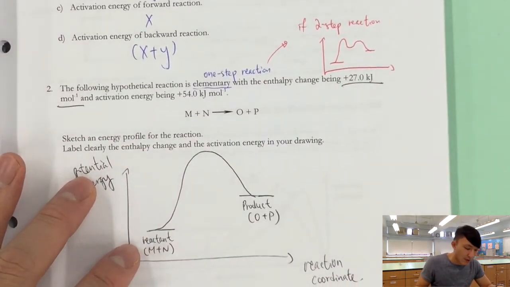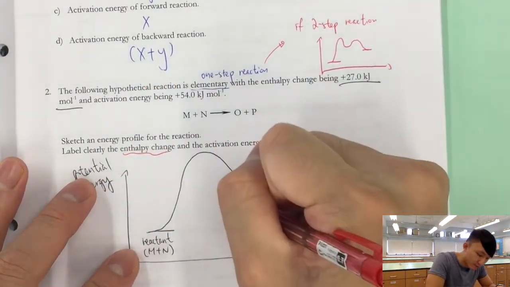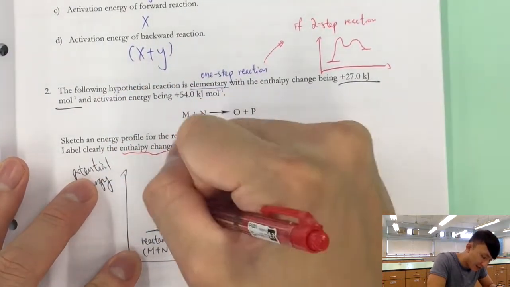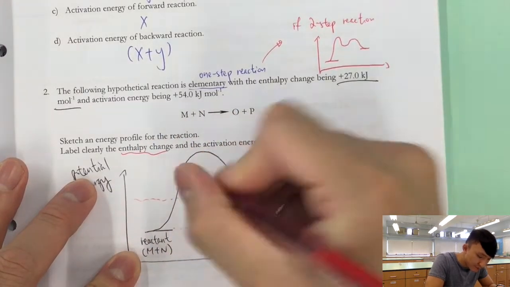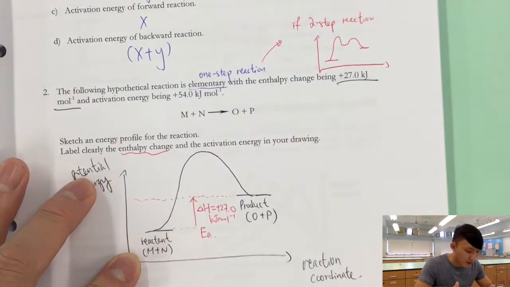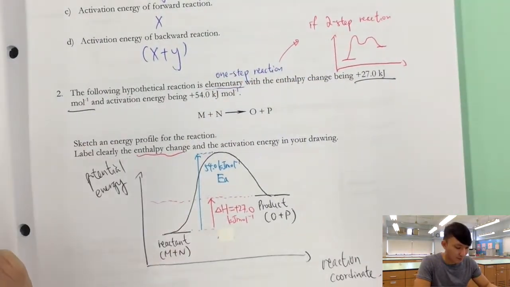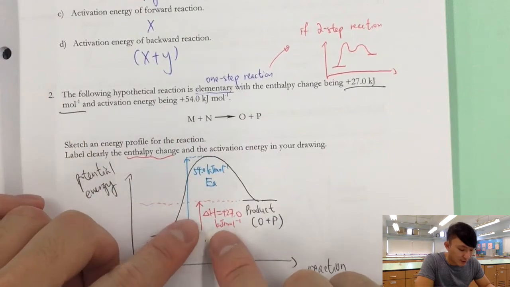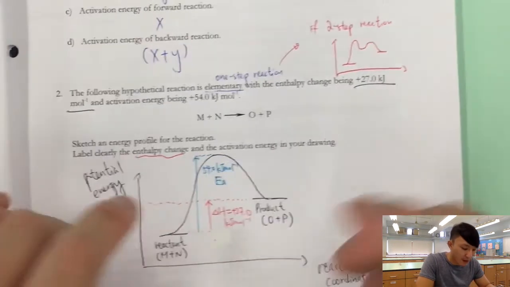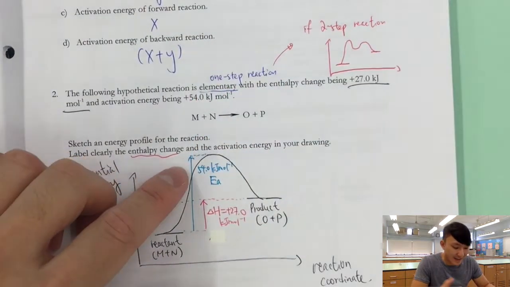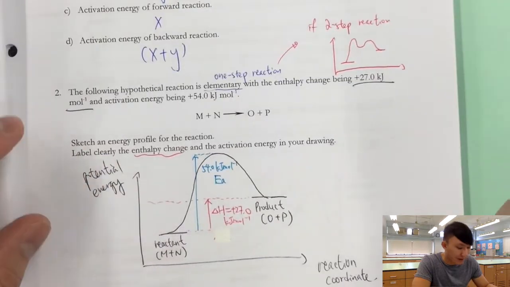Now we have to label the enthalpy change. So the enthalpy change basically is the energy difference, so from here to here. Okay, so you can see this one, the red one is the enthalpy change, positive 27 kilojoules per mole. And then the blue one is the activation energy, 54 kilojoules per mole. Okay.